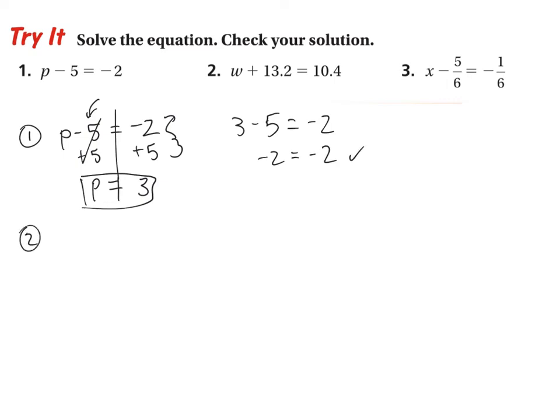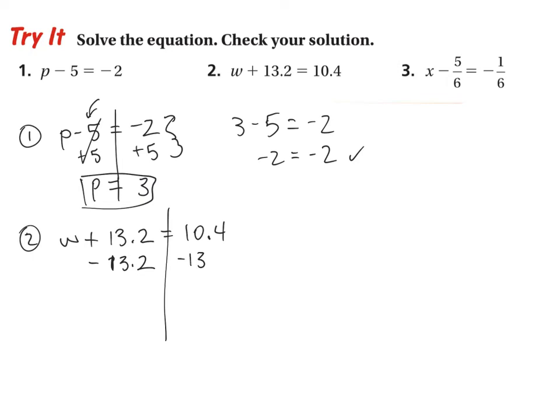All right, number 2. W plus 13.2 is equal to 10.4. Okay, so I'm looking here. I'm trying to get W. I want W by itself, so I have to get rid of this 13.2. So a -13.2 ought to do it. Don't forget my line here. That helps us keep organized.